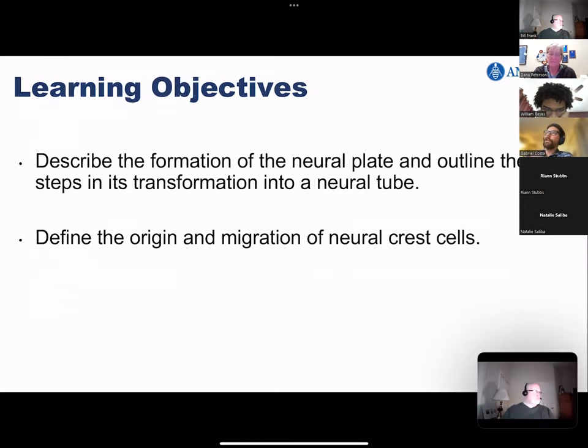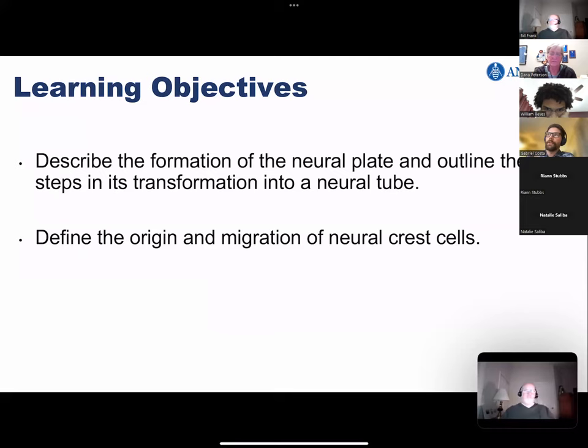So here are our learning objectives for this session. It's going to be on the development of the neurological structures that eventually become the nervous system. And again, that's the process of neurulation. So over the course of the next few minutes, we'll describe the formation of the neural plate, outline the steps through which the neural plate transforms into the neural tube, discuss the origin of neural crest cells, and describe a bit about the migration of neural crest cells and what their ultimate fates are.